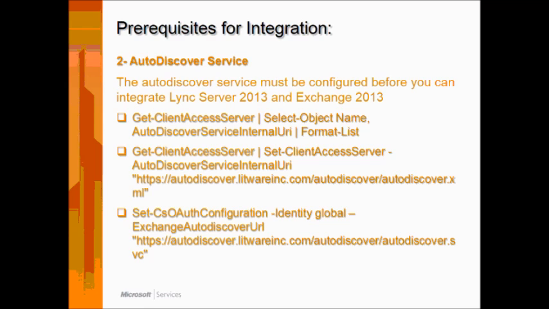Actually, what we need to do here is to change this Autodiscover service internal URI. If you didn't do it, you need to change it, to a value like autodiscover.letware.com, for example. If you have two servers and load balancing in place, this Autodiscover record should point to the virtual IP for your load balancer. So what you need to do from Exchange first is to make sure that the Autodiscover service is configured properly, and use the Autodiscover A record to point to the virtual IP of your load balancer.